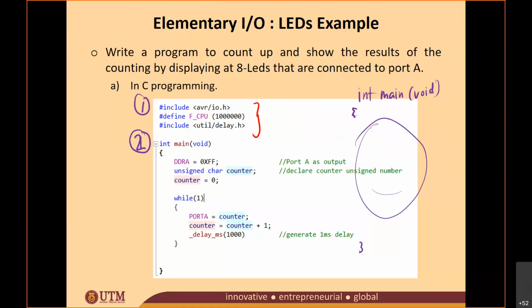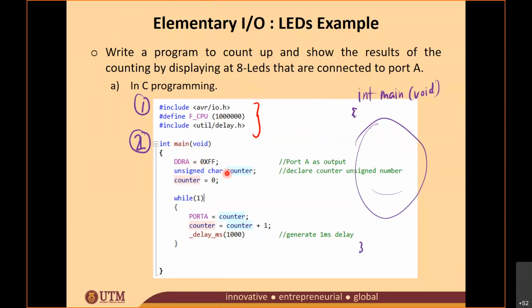Okay, and then start with initializing your input output port. So you only have one output port, which is 8 LEDs connected to port A. So you know that port A becomes the output port. So that's why you put DDRA equal to 0xFF. Okay, and then initialize lah.